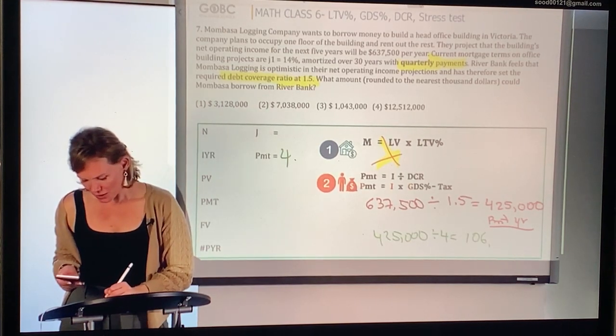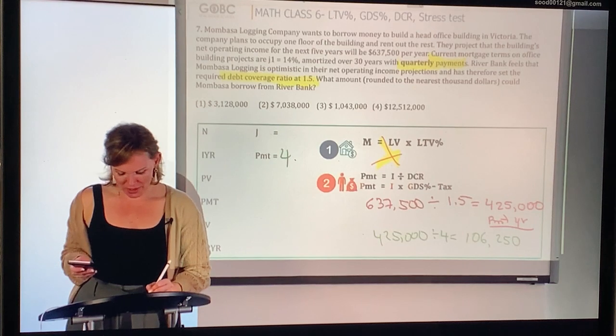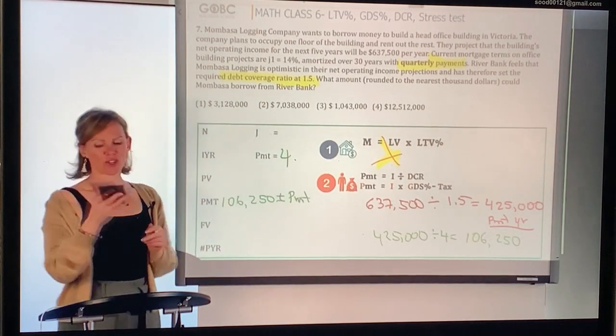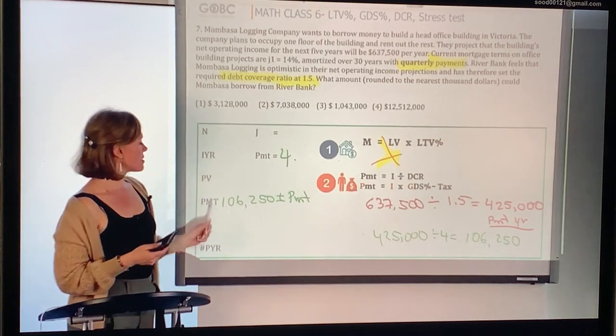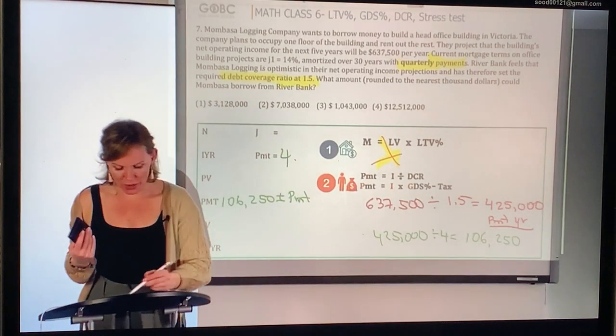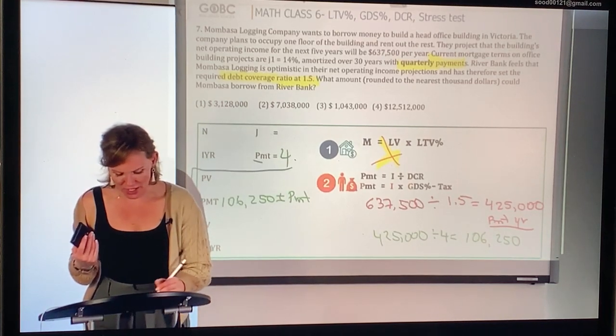106,250. That is the quarterly payment, 106,250, plus minus PMT. So while you have it on your screen, you can just press plus minus and then press PMT, and that payment is already in. Next, what do we do? We find the present value. I hope you're already bored by now. That's a good sign.